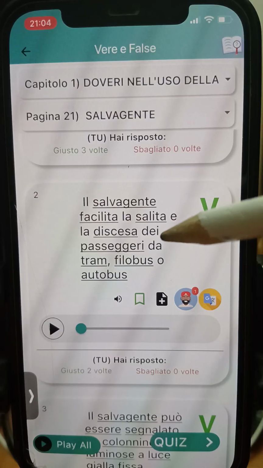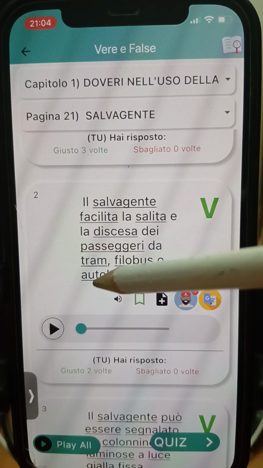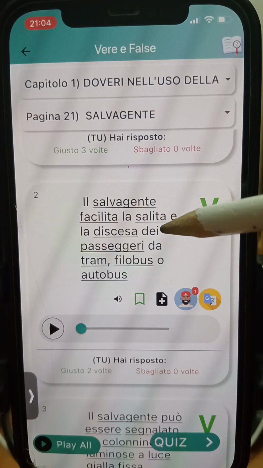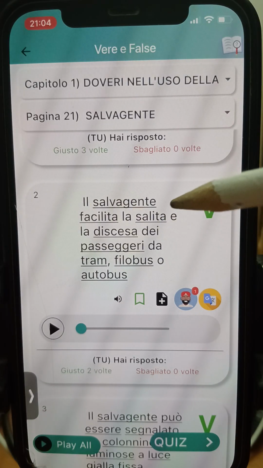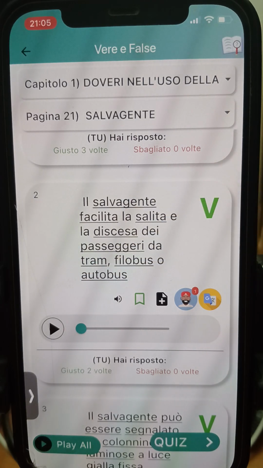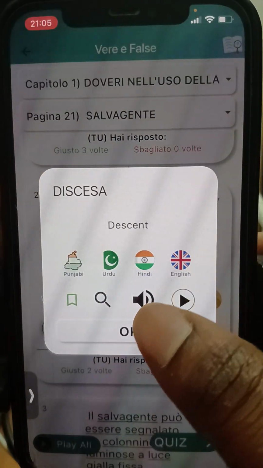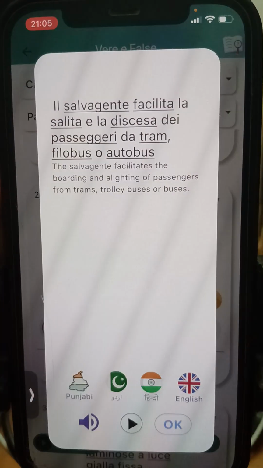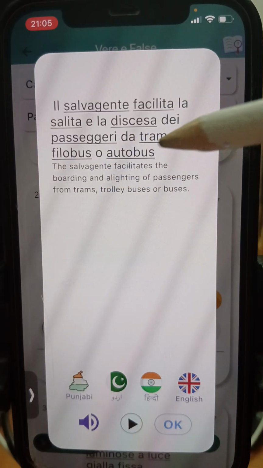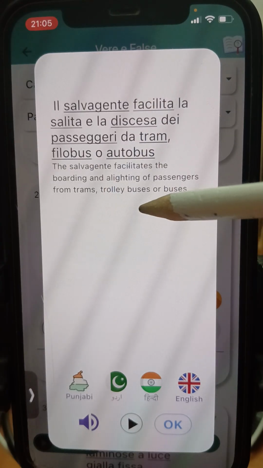It says il salvagente facilita la salita e la discesa di passeggeri da tram, filobus or autobus. It facilitates the salita, which means entering or climbing, and discesa, which means descent or coming down. Let me translate everything to good English: boarding and alighting, exactly. The salvagente facilitates the boarding and alighting of passengers from trams, trolley buses or buses.